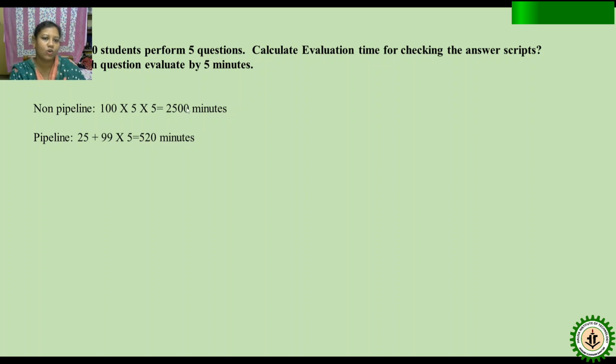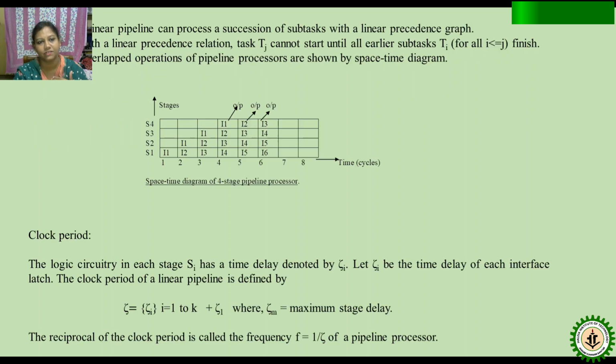Now you check the comparison, that is 2500 minutes and 520. Which one is the minimum? The pipeline structure gives you the minimum time, that is, it gives you the better output. So this is the concept of pipeline structure.